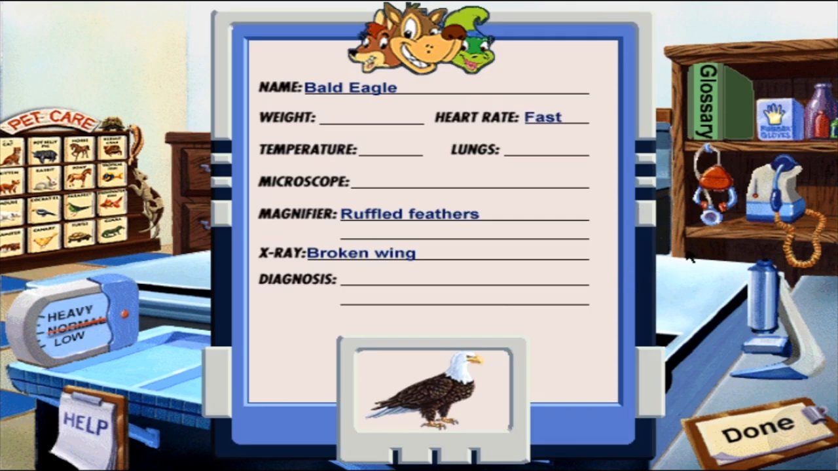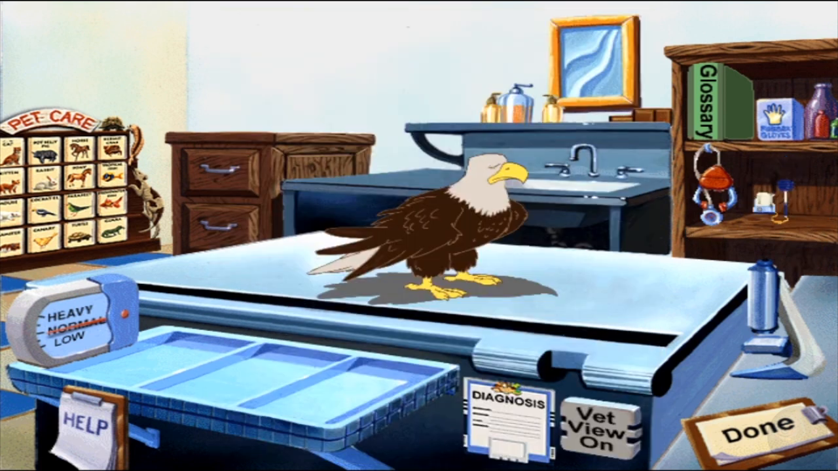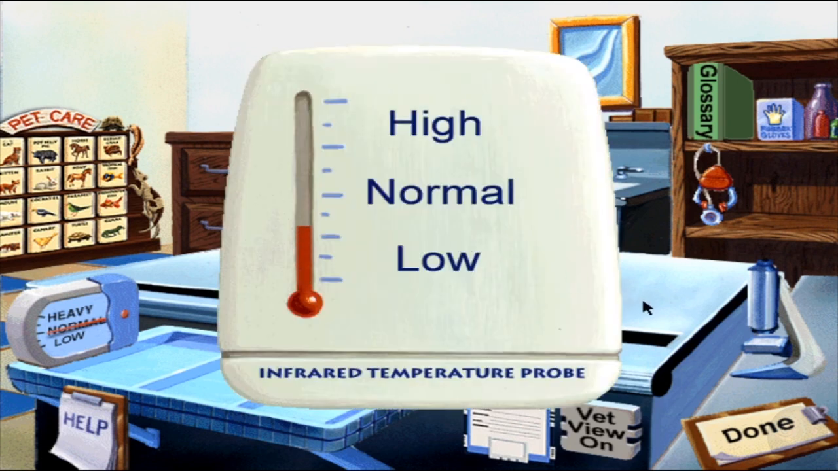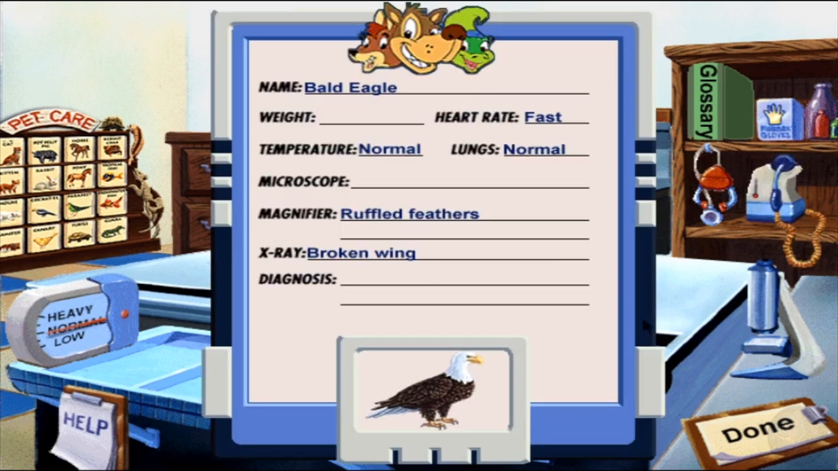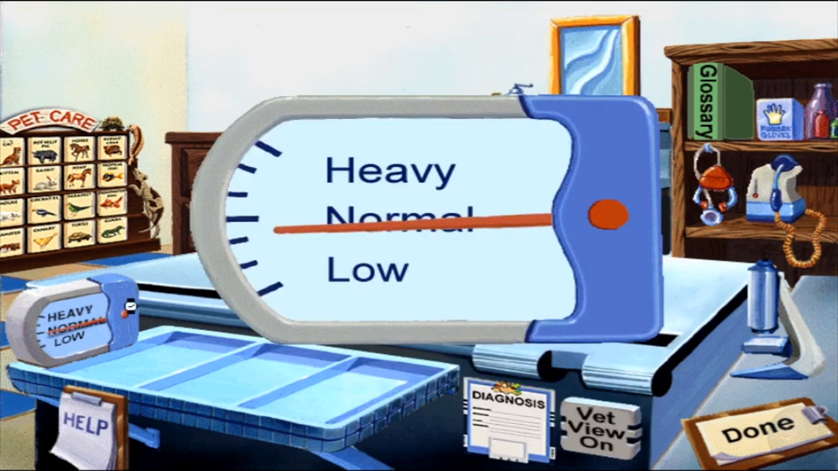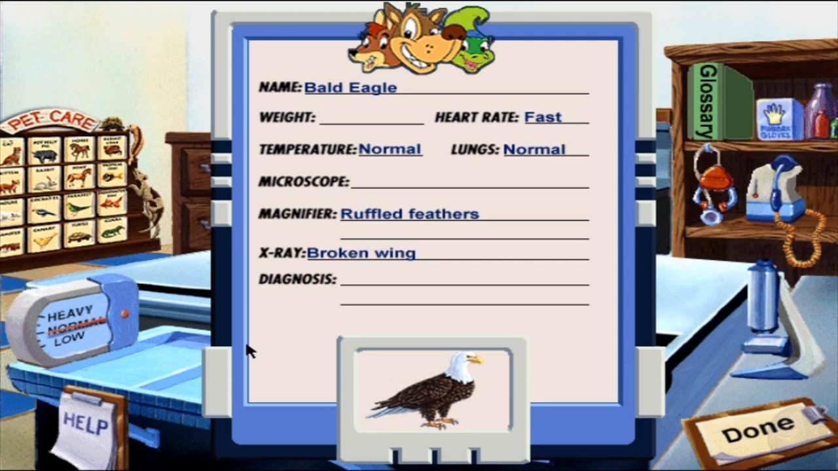The animal's heart rate is fast. This animal's lungs sound normal. This animal's temperature is normal. This animal's weight is low.